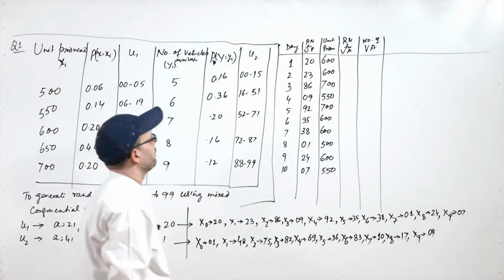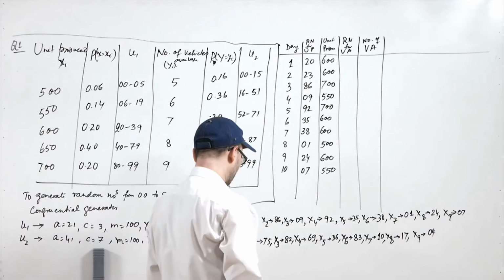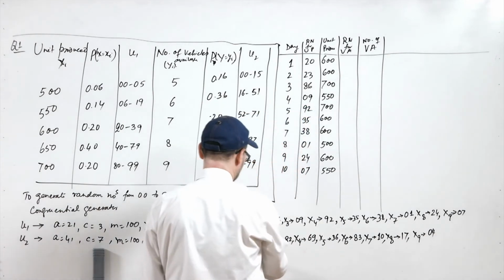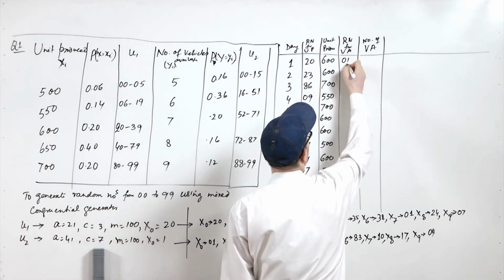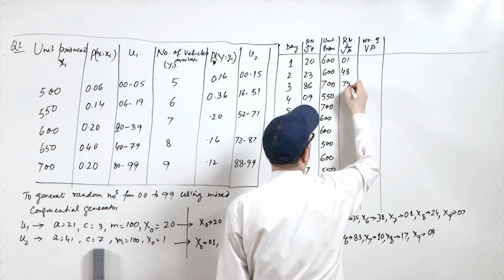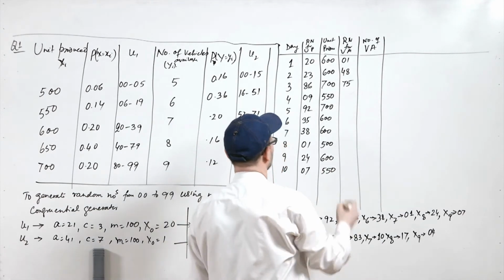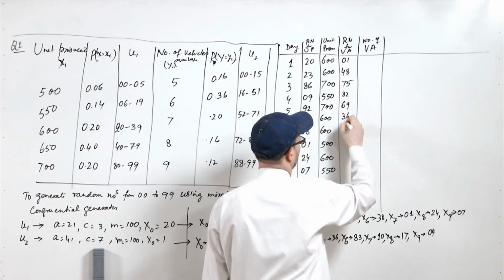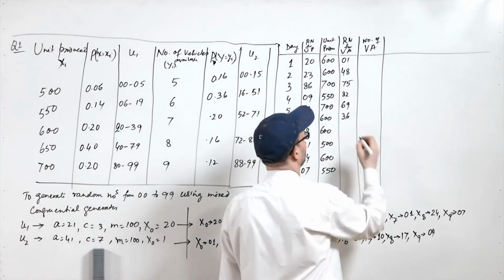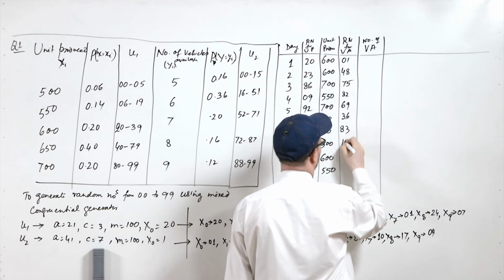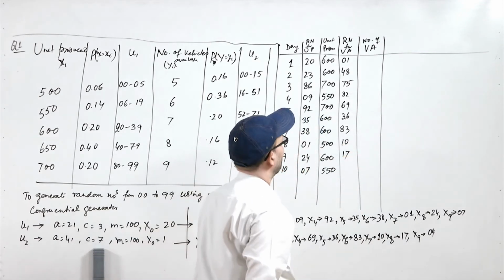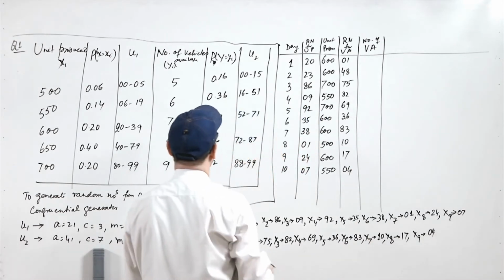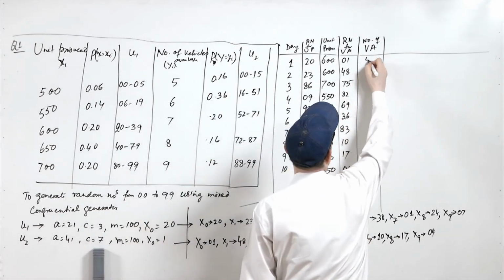Similarly, random numbers for the vehicle availability. Now the random numbers for vehicle availability are 148.75, then 82.69.36, 83.10.17 and 04. So for 01 it is 5 days, 5 number of vehicles.